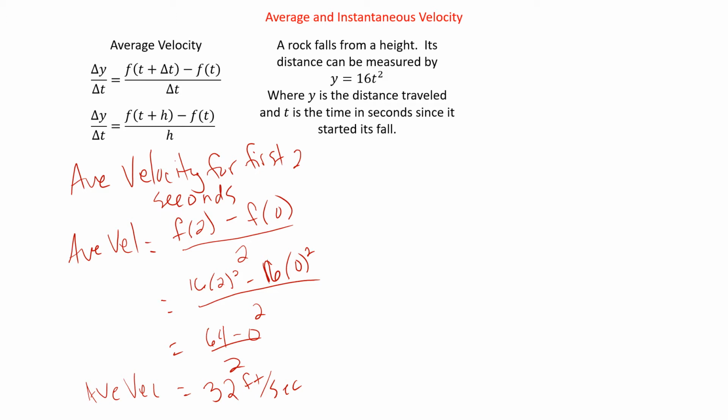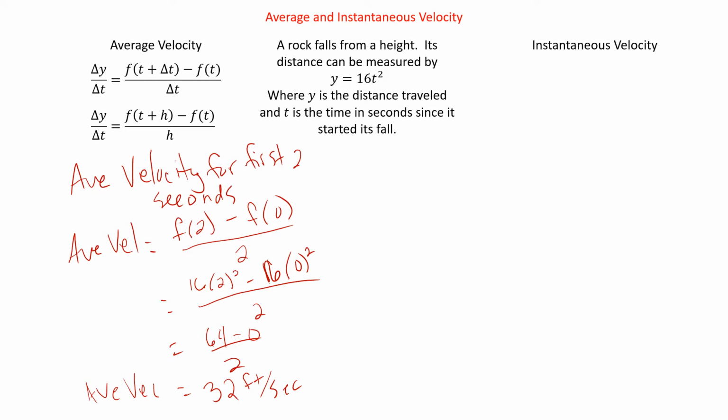Same thing as I'm driving into work every day. I don't always go the same speed, but my average velocity is going to be the total distance divided by the total time. It's 11 miles divided by half an hour makes me go 22 miles per hour on average. Yes, sometimes I'm going faster, sometimes I'm stopped, but that's what the average velocity is.